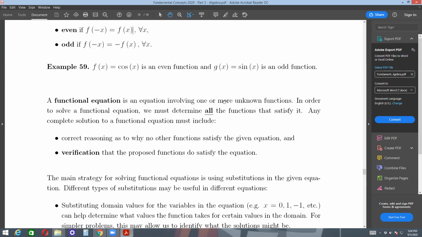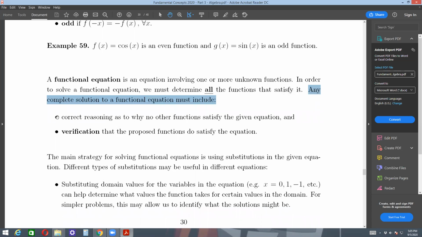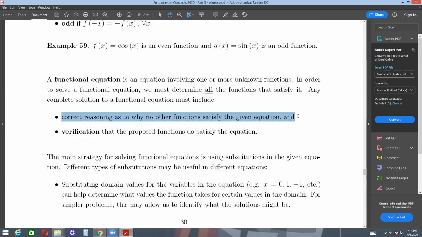All right, so a functional equation is basically an equation involving one or more unknown functions that you have to determine. Usually it's to determine the functions themselves, sometimes it's to determine properties of the functions. In order to solve that, you need to determine the functions that are satisfied, but you also have to prove that those are the only ones that do. And you have to actually prove they do. So you need to have correct reasoning as to why other functions do not work.